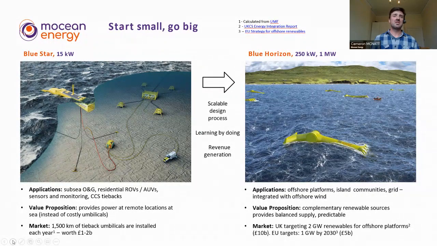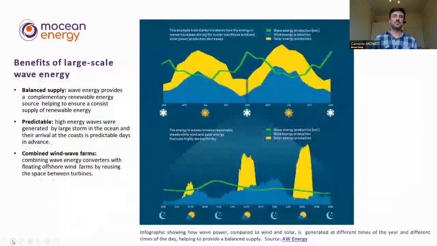So we see the next size up that we will develop is a 250 kilowatt machine, which will have, again, applications in niche markets, let's say. But this includes power for small platforms, power for remote and island communities, and power for things like offshore aquaculture. And again, that will enable the further development of a larger megawatt scale machine. Next slide, please. We've heard a lot about the benefits of marine energy in terms of providing a balanced supply.